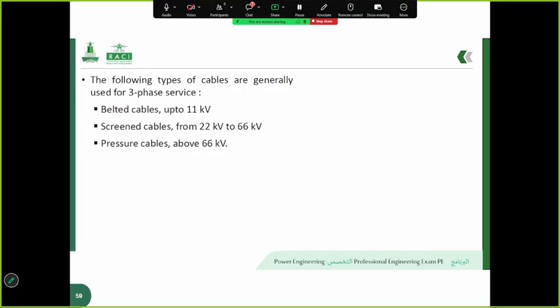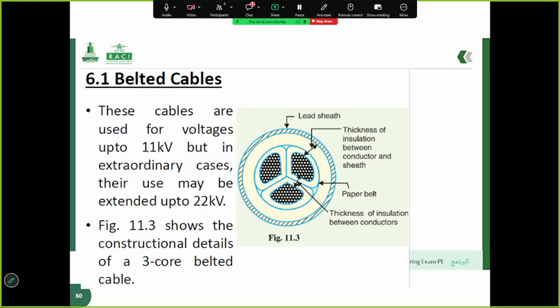So we will discuss the different types of cables in this slide, generally used for three-phase services, categorized by their voltage applications. For voltages up to 11 kV, belted cables are typically used, and for 22 to 66 kilovolt, screen cables are the standard choice. Finally, for cables above 66 kilovolt, pressure cables are used.